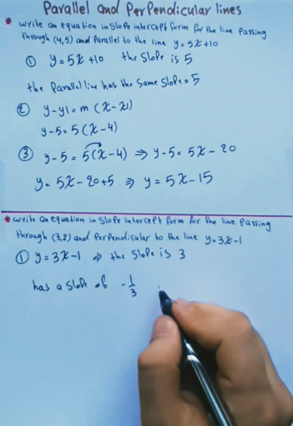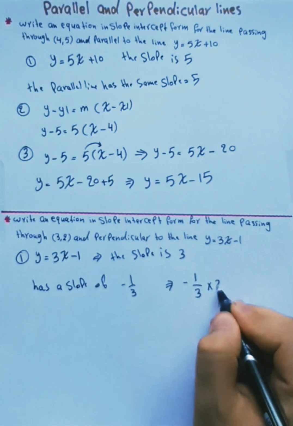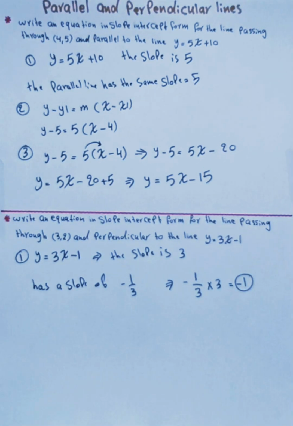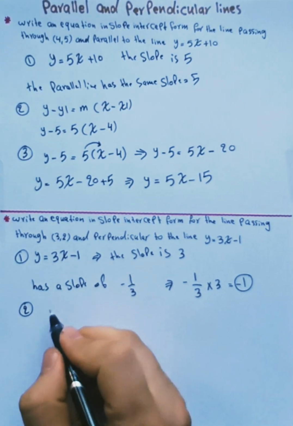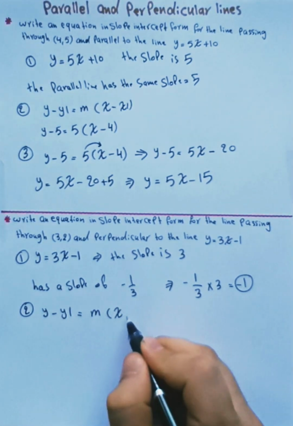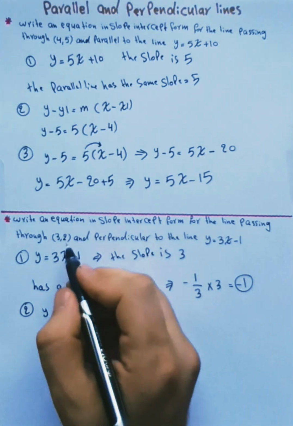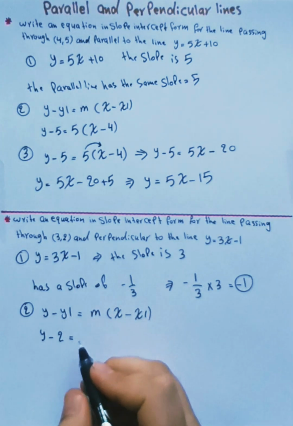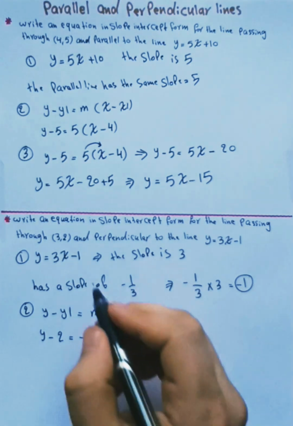Because when we multiply these two slopes, we will get negative 1. Negative 1 out of 3 multiplied by 3, we will get negative 1. Step 2, we have to write the equation in point slope form. y minus y1 equal to m times x minus x1. So y minus y1 is 2 equal to the slope, negative 1 out of 3, times x minus x1 is 3.